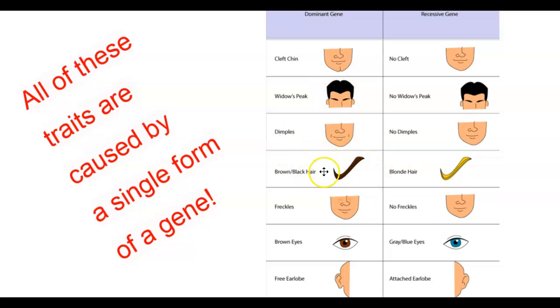The color of your hair, brown and black, is dominant over blonde. Freckles are dominant over not freckles. Dark eyes, or any color, is dominant over blue. And free hanging earlobes are dominant to attached earlobes.